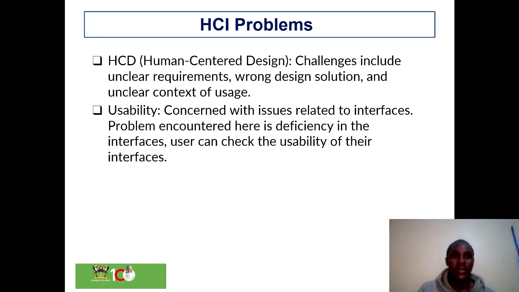So they deduce that HCI can be further represented into two main categories, and these have corresponding problems. The first category is human-centered design, and the challenge with human-centered design includes sometimes unclear requirements and wrong design solutions, or unclear context of usage.